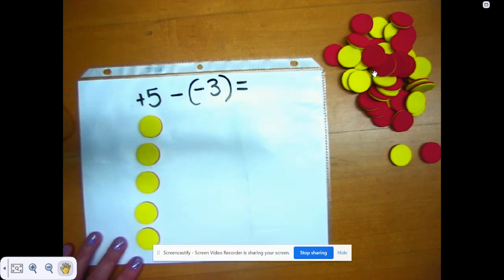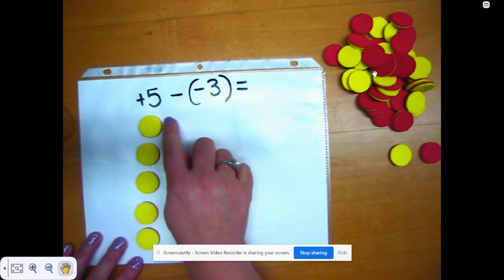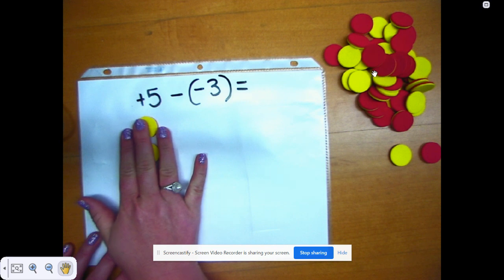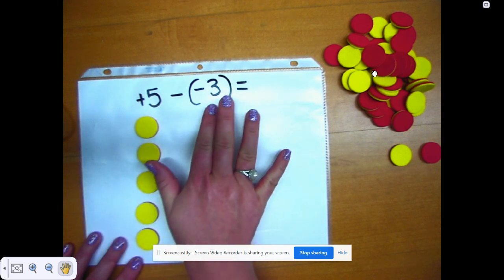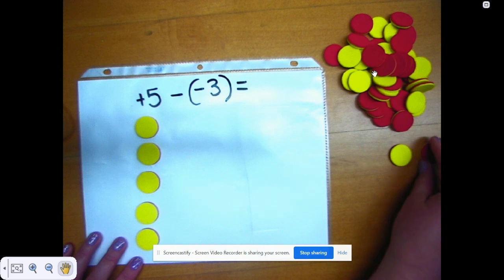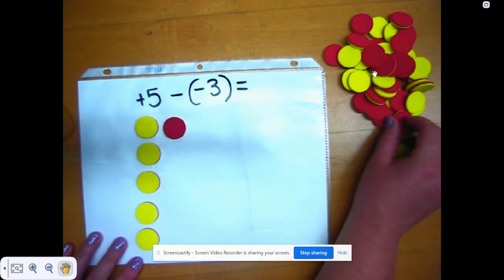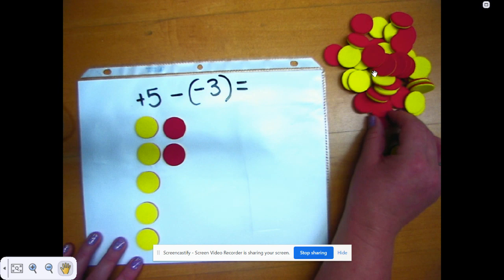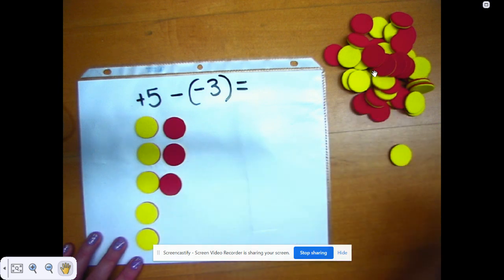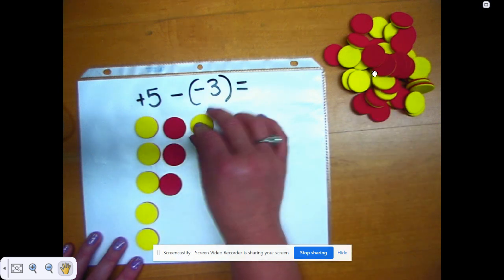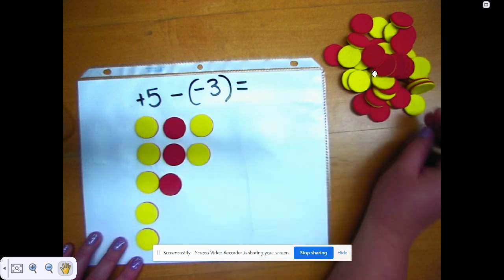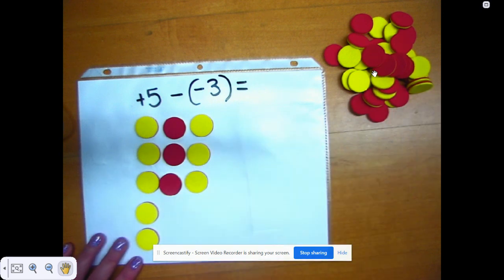So how could I get that negative? Well, the way to get that is to make 3 zero pairs, 3 sets of 0. So if I have 5 yellows and I need to take away 3 negatives, then I can add these 3 negatives, and they need to be zero pairs. Why, Miss G? Why do we need zero pairs?